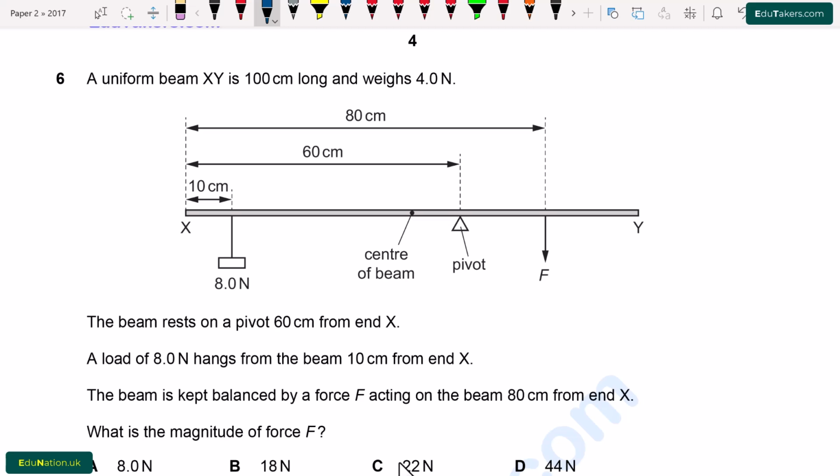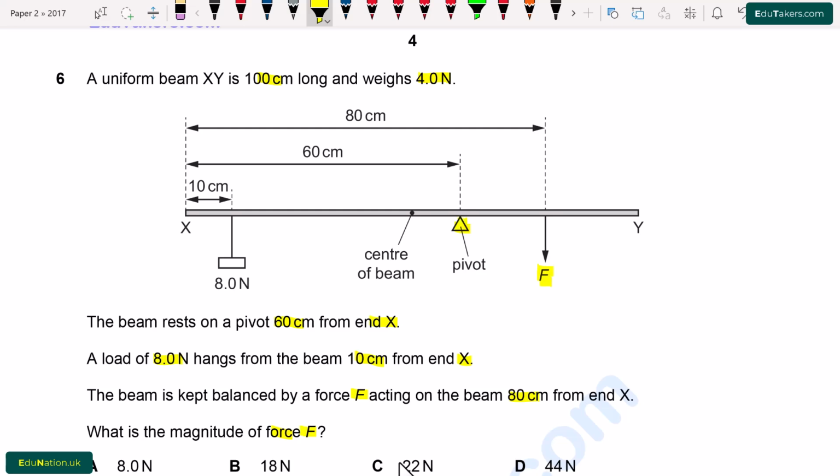Question number 6. A uniform beam XY is 100 cm long and weighs 4.0 Newton. The beam rests on a pivot 60 cm from the end X. A load of 8.0 Newton hangs from the beam 10 cm from the end X. The beam is kept balanced by the force F acting on the beam 80 cm from the end X. What is the magnitude of the force F? So here we have to find out the magnitude of this force.